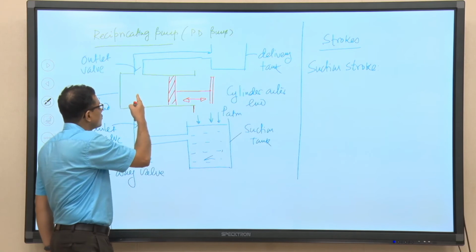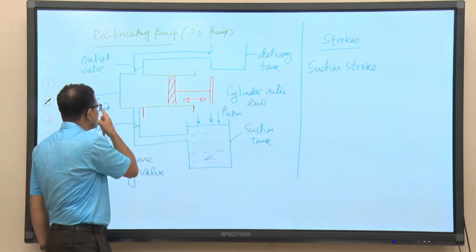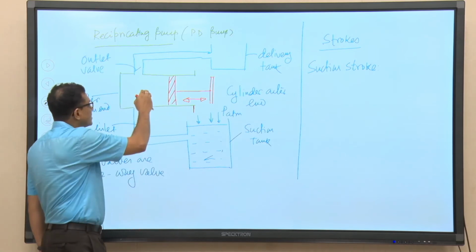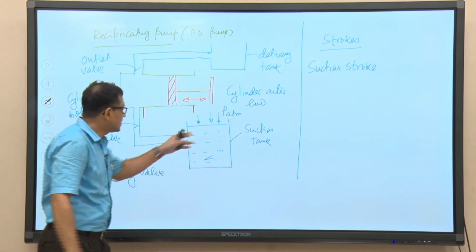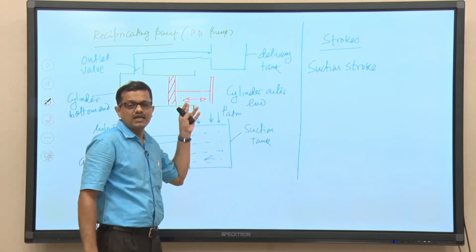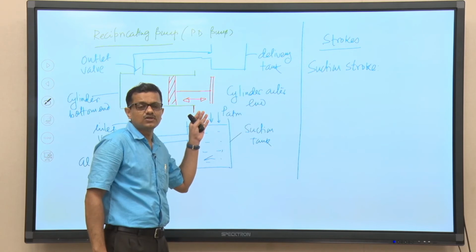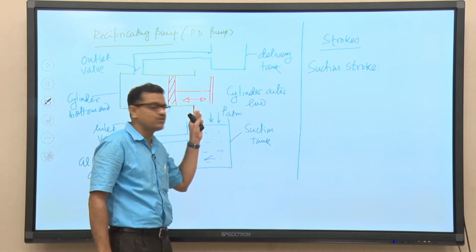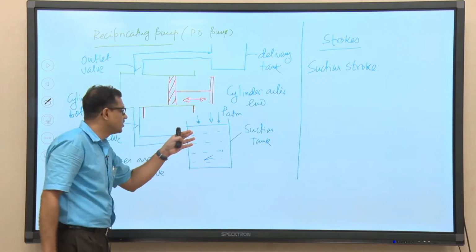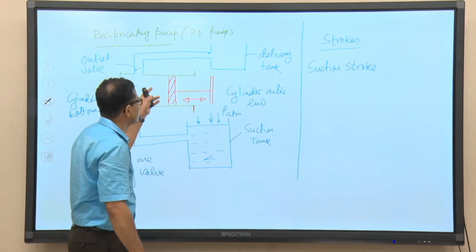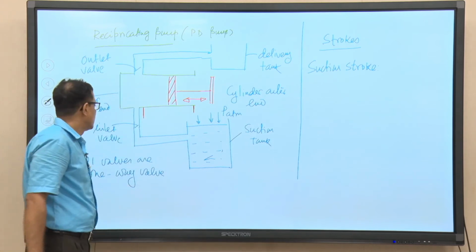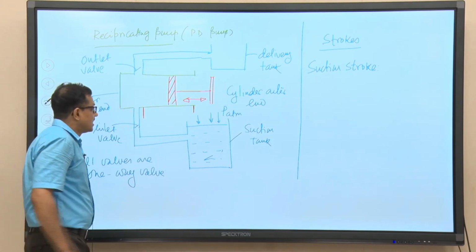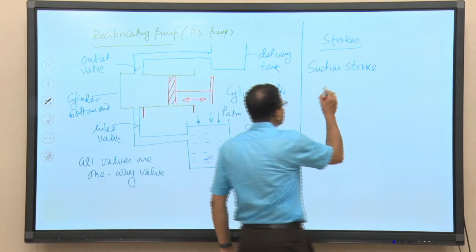So, when the piston is moving from the cylinder bottom end to the cylinder outer end, pressure inside the cylinder will be less than the atmospheric pressure, which will create a driving force. This pressure difference is the driving force for liquid flow from the suction tank to the inside of the cylinder by opening the inlet valve. Next stroke is the delivery stroke.